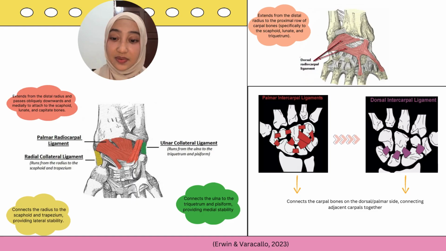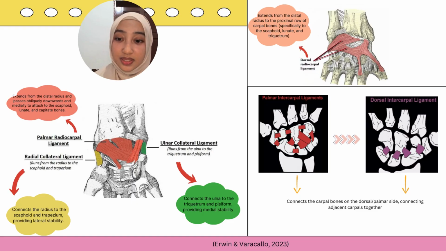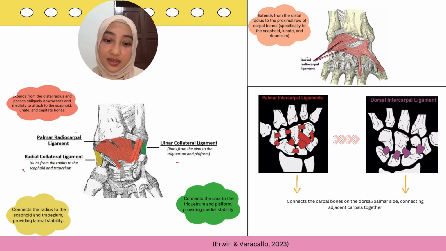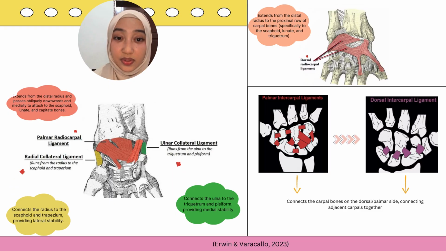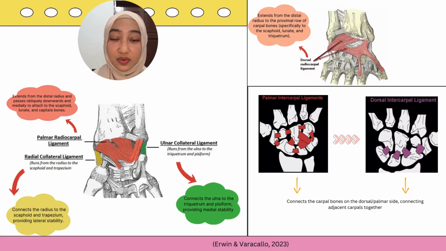It connects the radius to the scaphoid and trapezium and provides the lateral stability. Next, ulnar collateral ligament. It connects the ulna to the triquetrum and pisiform and provides the medial stability. We also have the dorsal radiocarpal ligament. It extends from the distal radius to the proximal row of carpal bones, specifically to the scaphoid, lunate, and triquetrum.